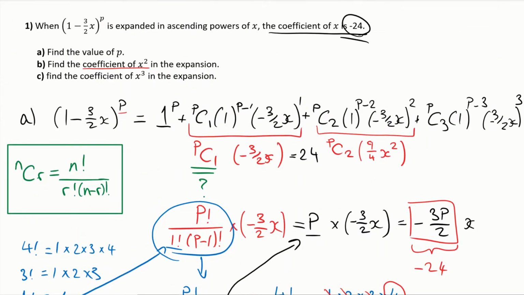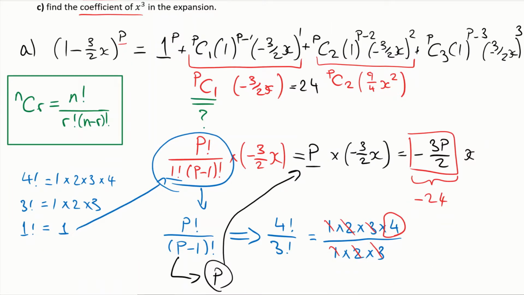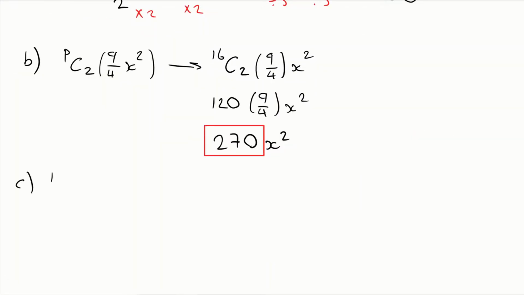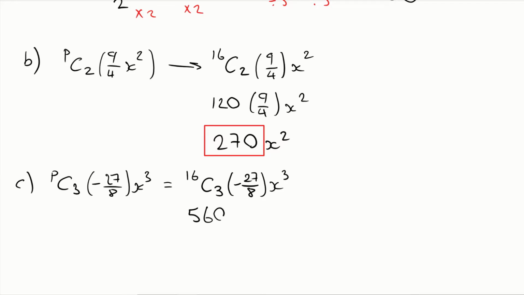And finally, for part C, we want to find the coefficient of x cubed. Our last term in our expansion we can simplify to pC3 multiplied by minus 27 over 8 x cubed. We know that p is 16, so we can rewrite it as 16C3 multiplied by minus 27 over 8 times x cubed. 16C3 is 560, so when we multiply it by minus 27 over 8 x cubed, we get minus 1890 x cubed. Therefore, our coefficient of x cubed is simply minus 1890.